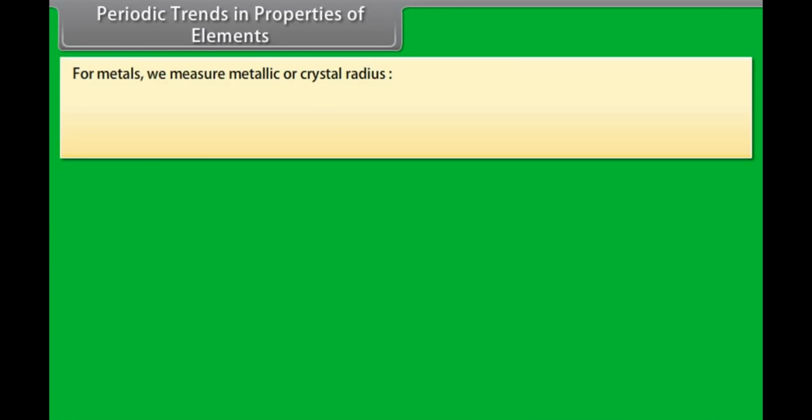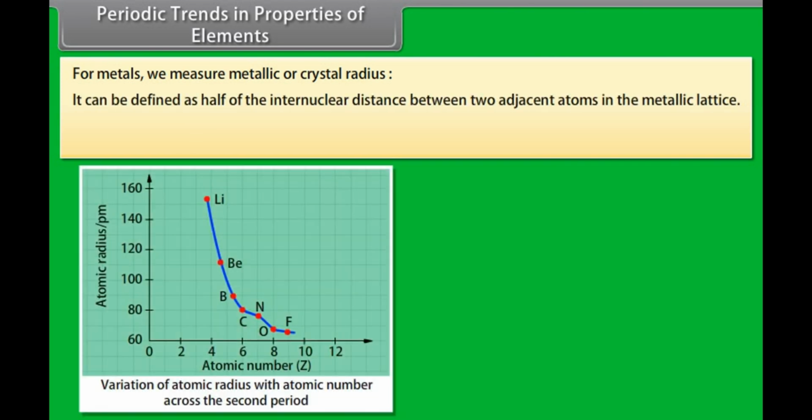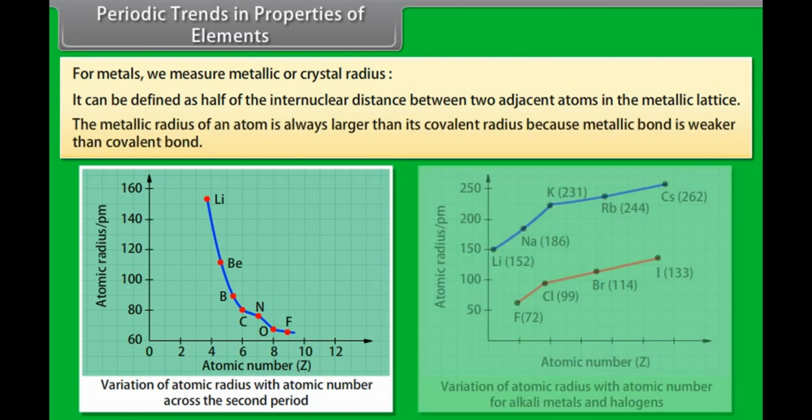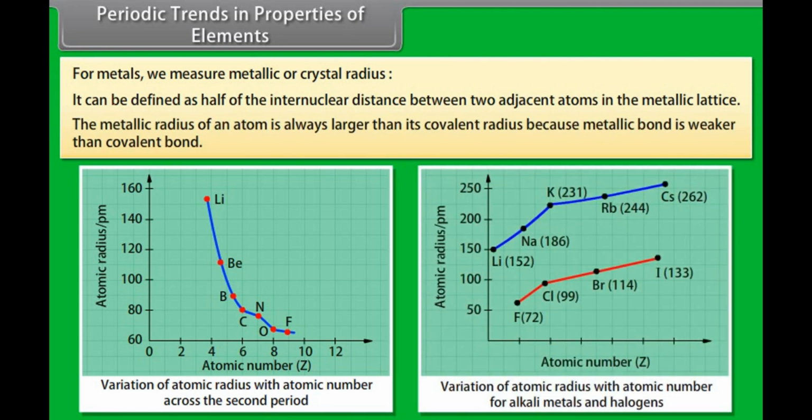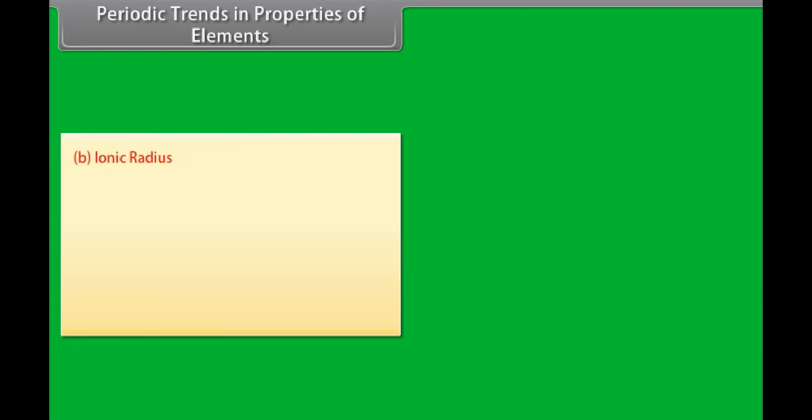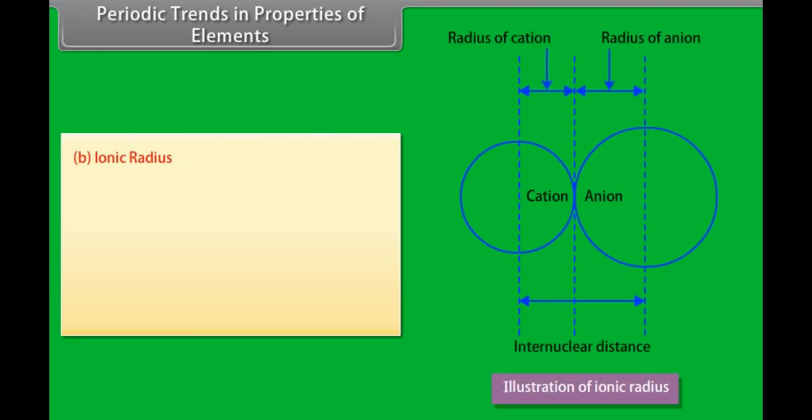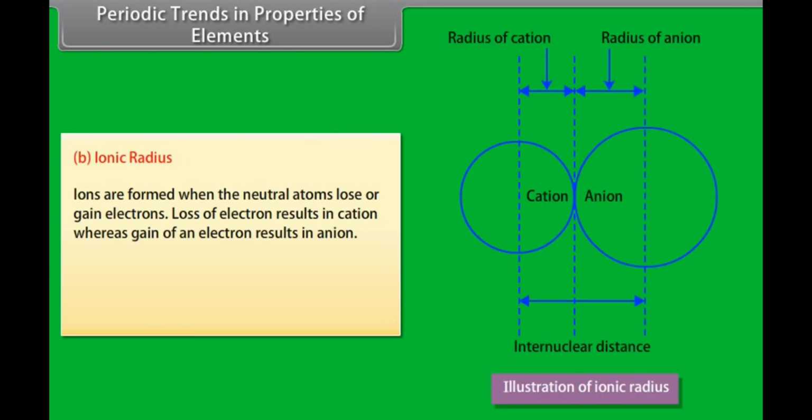For metals, we measure metallic or crystal radius. It can be defined as half of the internuclear distance between two adjacent atoms in the metallic lattice. The metallic radius of an atom is always larger than its covalent radius because the metallic bond is weaker than the covalent bond. B. Ionic radius. Ions are formed when the neutral atoms lose or gain electrons.